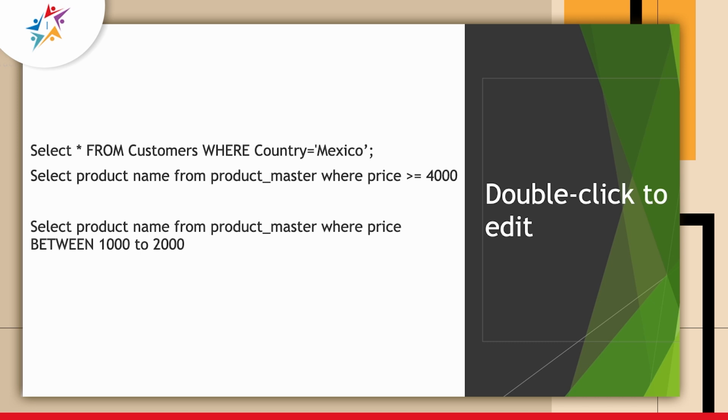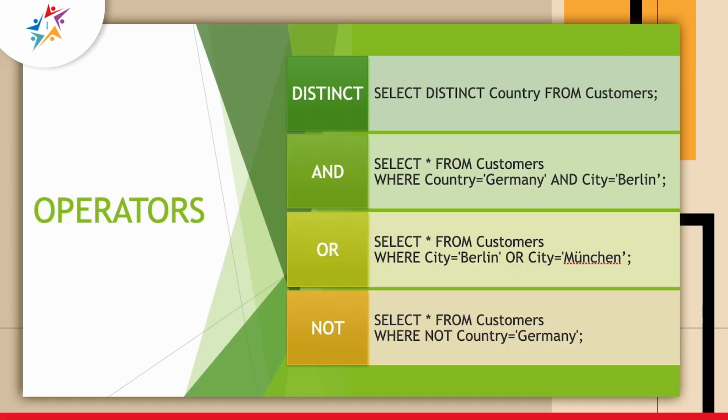Select product name from product master where price is between 1,000 to 2,000. This is the between clause which is used to search for a range of values within the table. On the screen, you will see a couple of operators like the distinct clause. Distinct clause is to extract distinct values from a table.